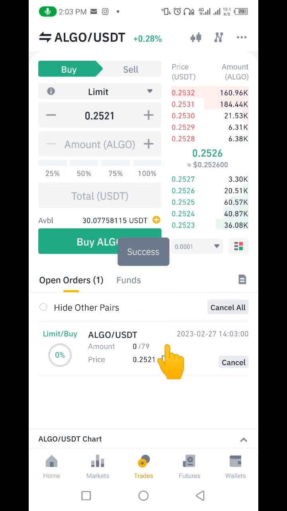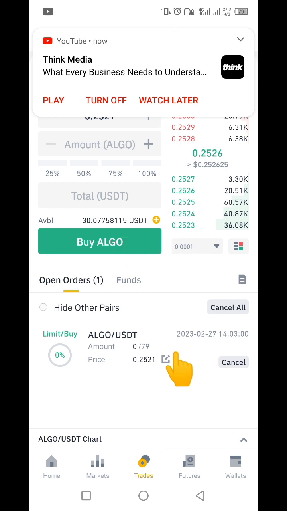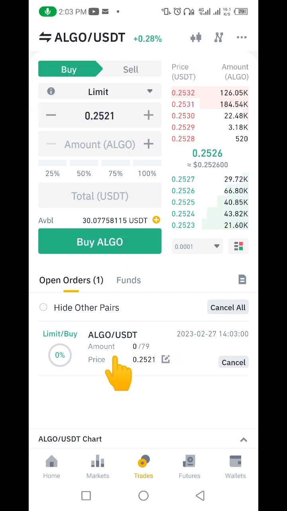Okay, so you can see the trade is done here, meaning that the trade has not been executed. This trade is waiting until it gets to this particular price that we have chosen, 0.2521, then it's going to execute this trade. Okay, and you're going to buy algo.